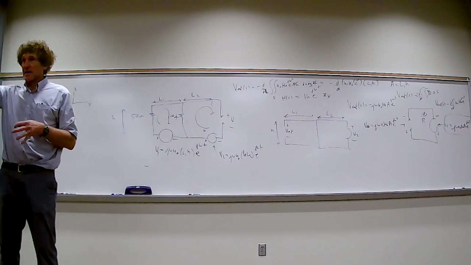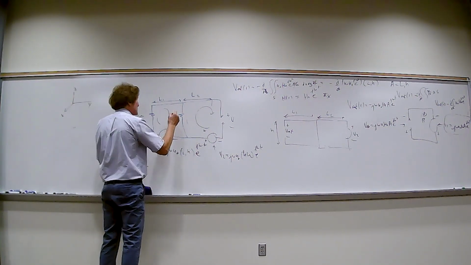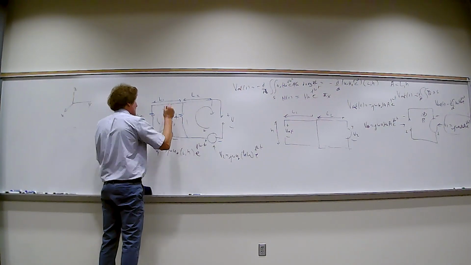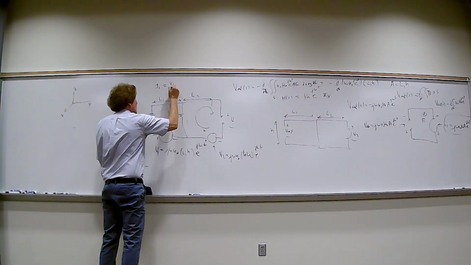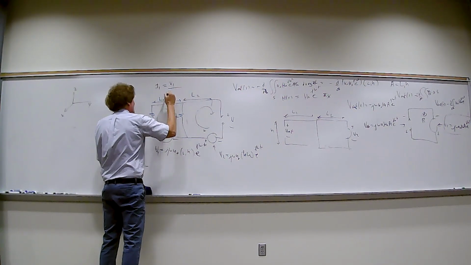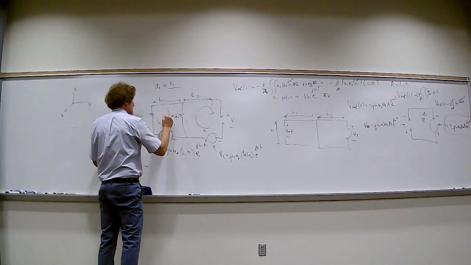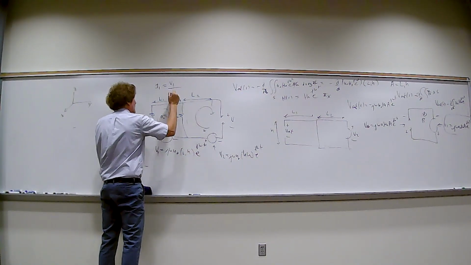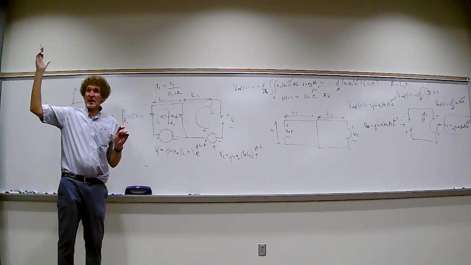How many see this? So if I wanted the current in this loop, I'll call it I1. I1 would simply be that voltage, V1, over R1 plus R2. Do you agree with that? How many see it? Yeah.